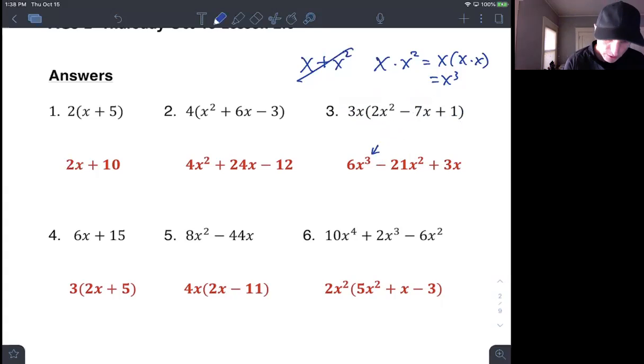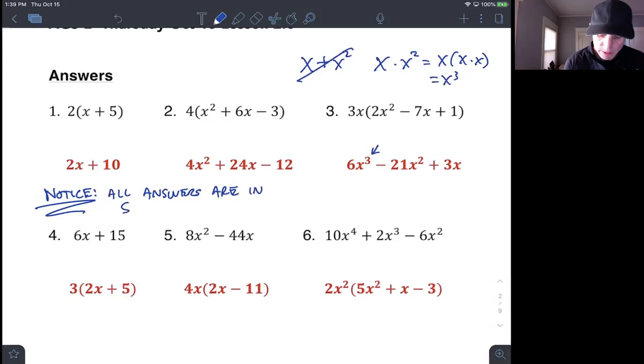Okay, one thing I want you guys to notice is all of these answers are in standard form. Standard form means that the x cubed, the higher power, comes first, and then the next power down, so it goes x cubed to x squared to regular x.